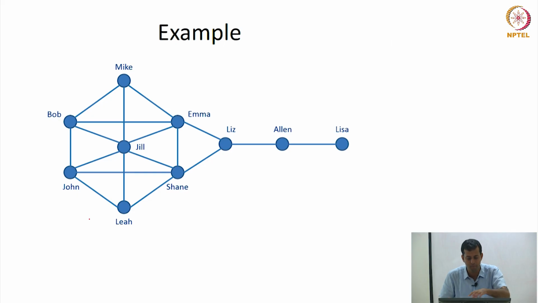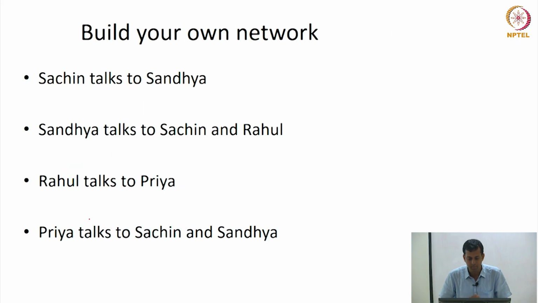So Jill talks to Bob, Mike, Emma, Shane, Leah and John. Lisa only speaks to Alan, or Lisa only communicates to Alan. And this is how the network comes down. You can build your own network, quite easy. So you could say, if Sachin talks to Sandhya, Sandhya talks to Sachin and Rahul, Rahul talks to Priya, Priya talks to Sachin and Sandhya, right?